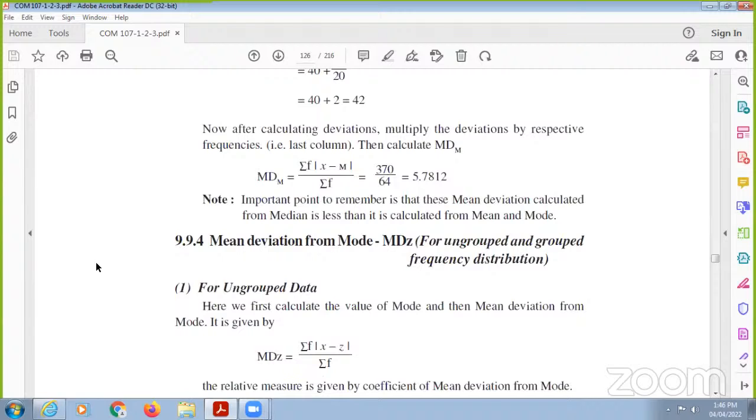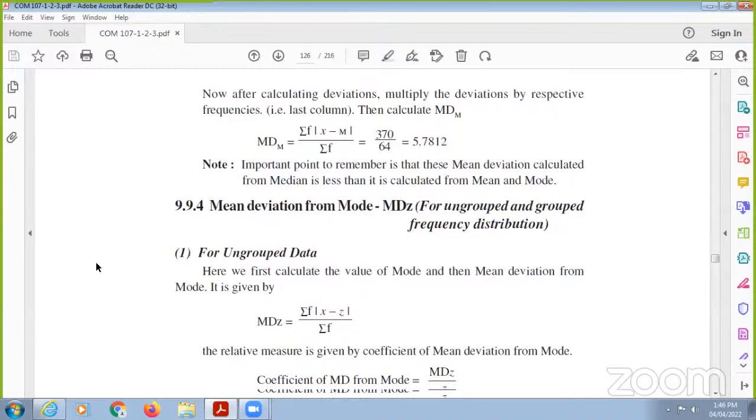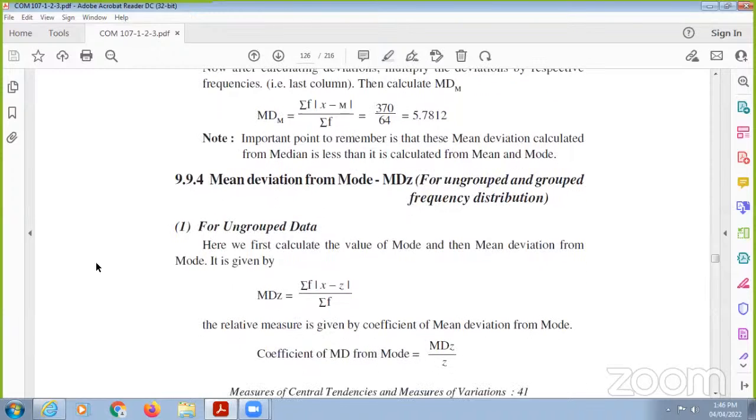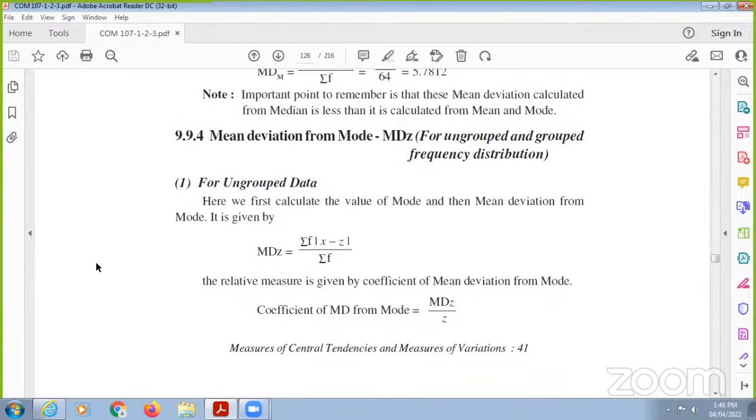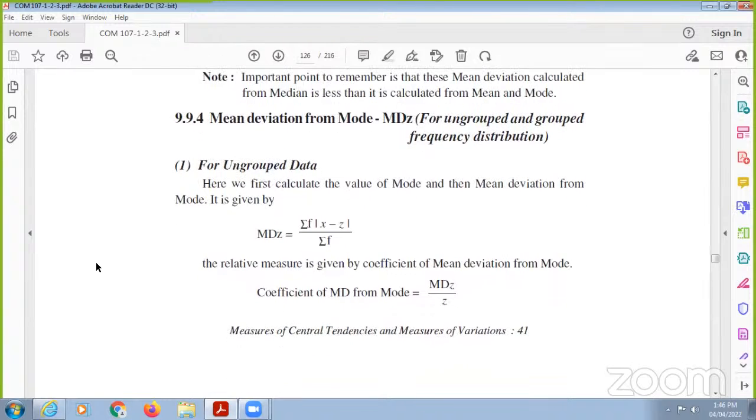Here mean deviation from mode is also given. Here we first calculate the value of mode, then mean deviation from mode from the given data. It is given here the formula mean deviation from mode is equal to summation f into bracket x minus z or mode upon summation f here. To calculate the coefficient of mean deviation from mode is equal to mean deviation from mode upon mode here.